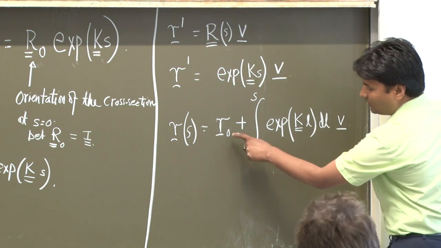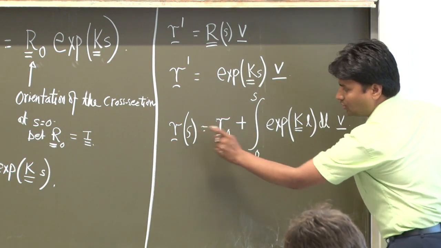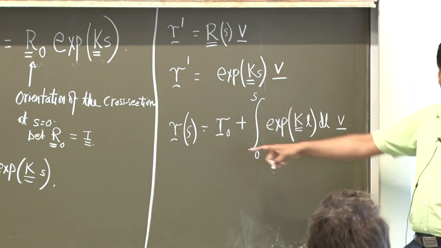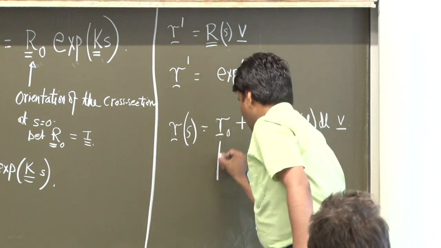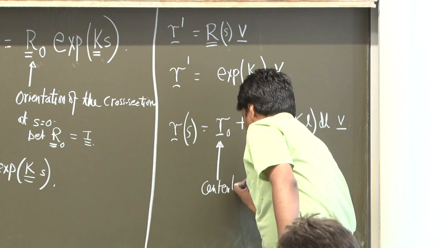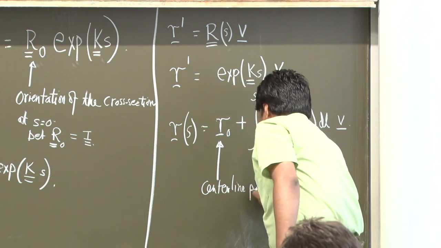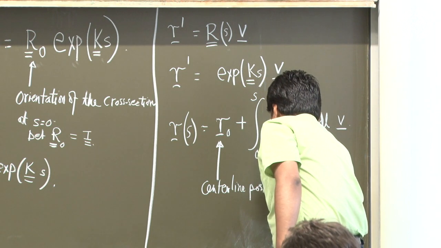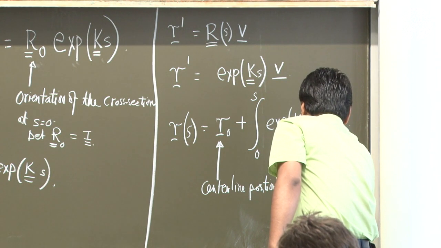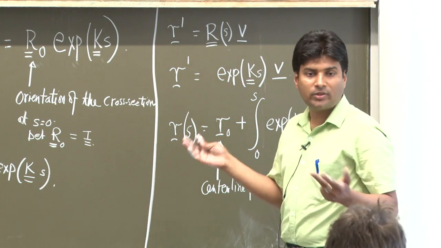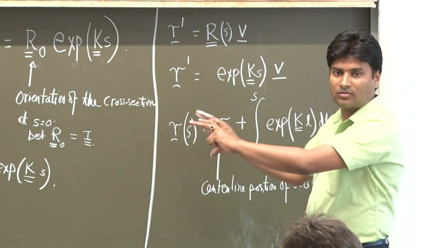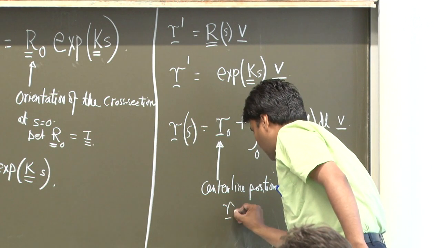And again, what is the meaning of little r naught? You substitute s equal to 0, this integration vanishes, you get r naught. So, little r naught is the center line position of S equal to 0 cross section, which you can set to be again 0, right. So, it is like just displacing the whole rod. So, we are going to set that equal to 0.